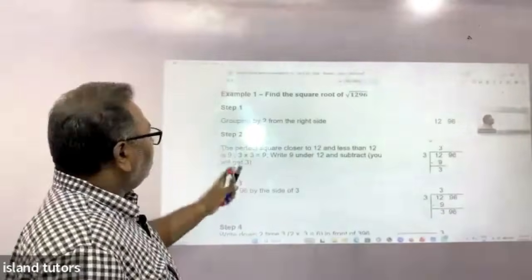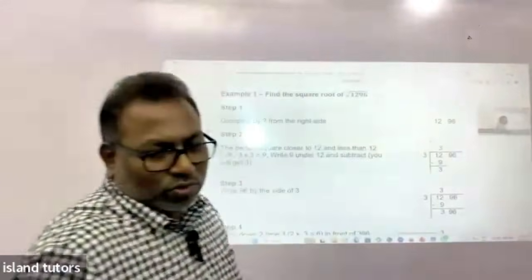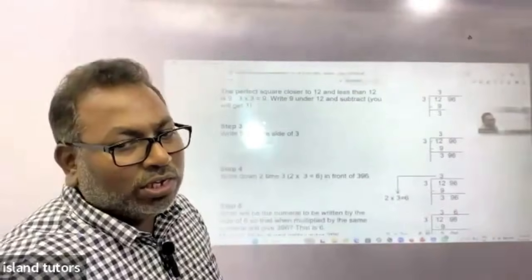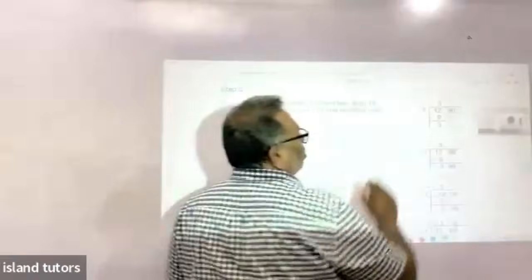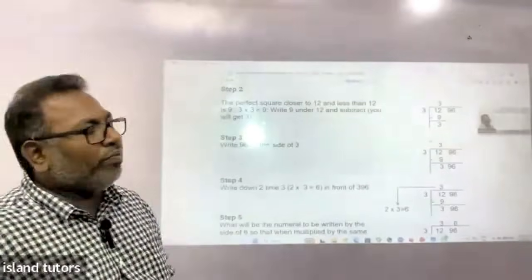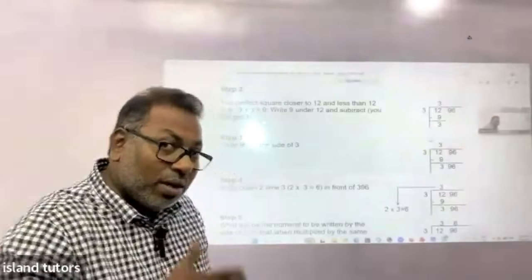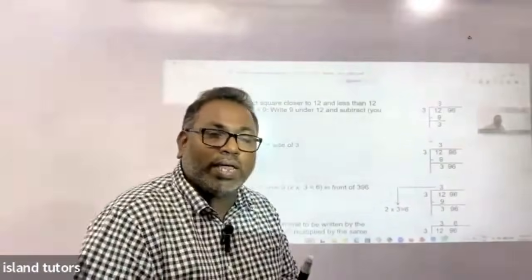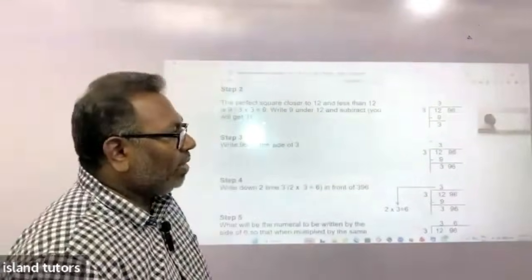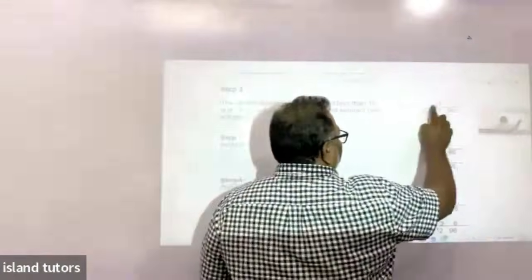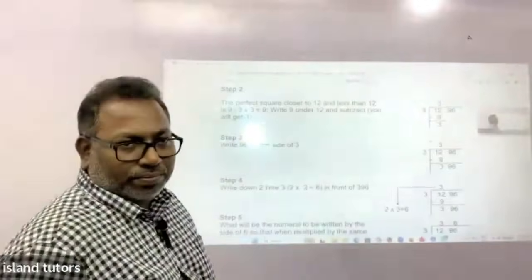Then what you do is, you start to divide. Right? You're going to start to divide. So you find what is the perfect square closest to 12. So perfect square closest to 12 is 9, less than 12. Not more, but the perfect square closest to 12, less than 12. So that is 9. So 3 into 3 is 9. So 12 minus 9 is 3.